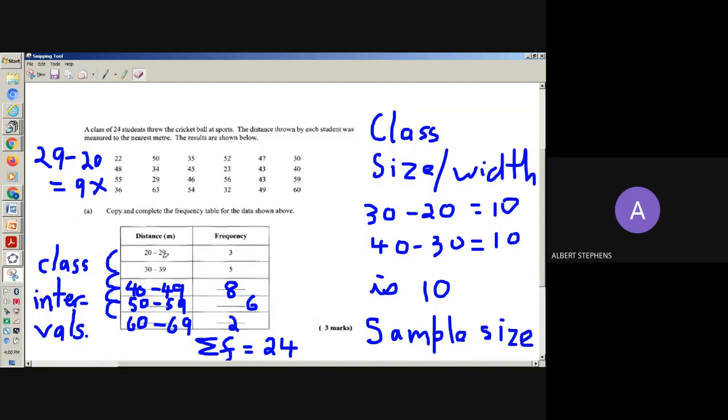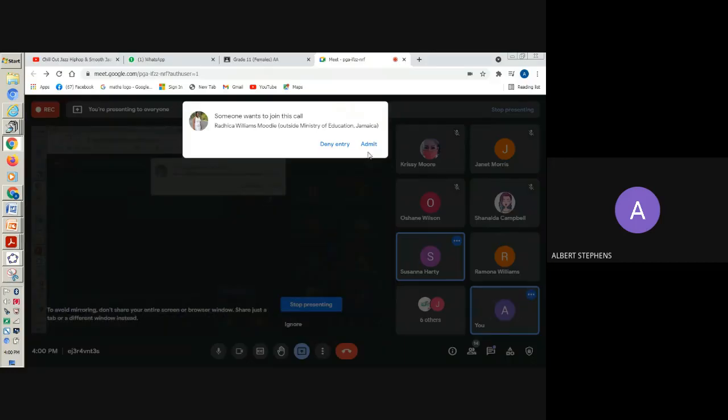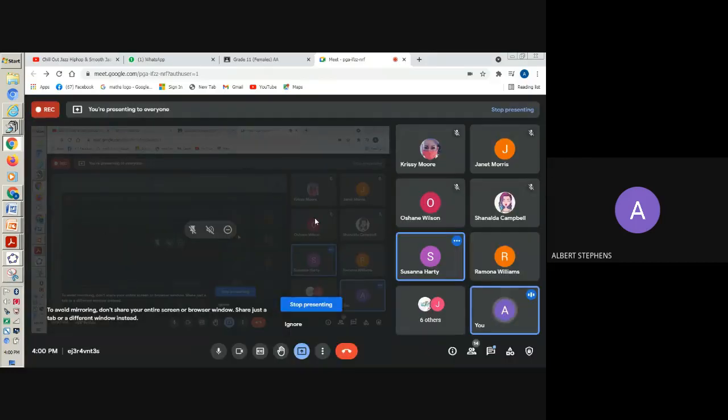It is between two successive intervals. As you can see, what I did here is to subtract 20 from 30, 30 from 40, but 29 from 39 still gives you the 10. And 39 from 49 still gives you the 10. All right? Everybody following so far? Any questions?